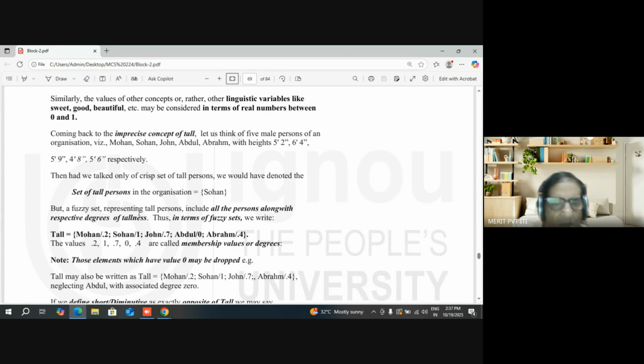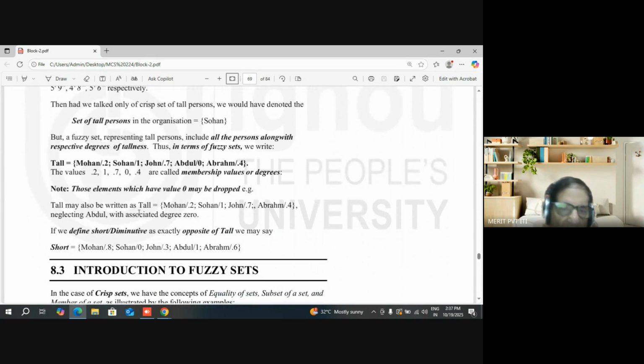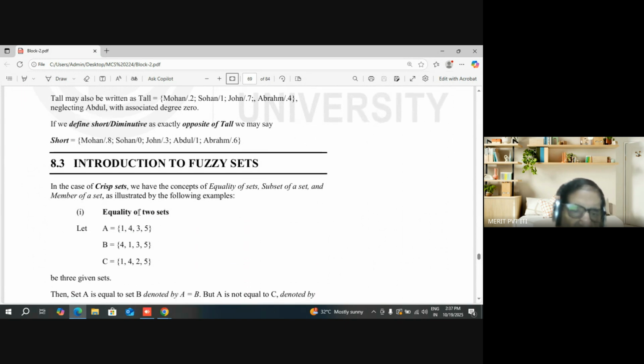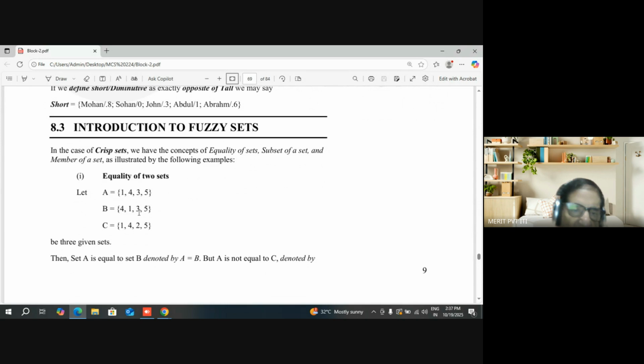So the values 0.2, 0.7 and so on are called membership value or degree. Those elements which have value 0 may be dropped. For example, tall may be written as tall: Mohan 0.2, Sohan 1, John 0.7, Abraham 0.4, neglecting Abdul with associated degree 0. So Mohan 0.8, Sohan 0, John, and so on. This is the equality of two sets.